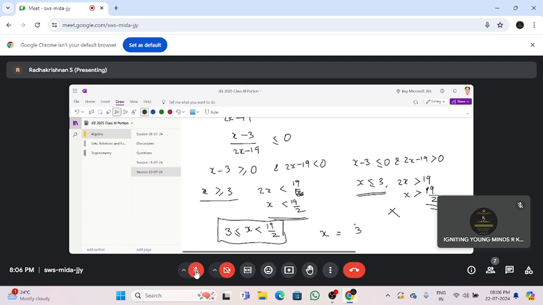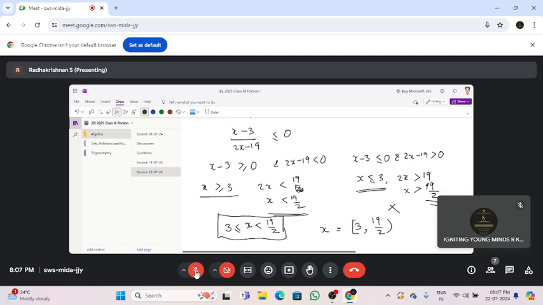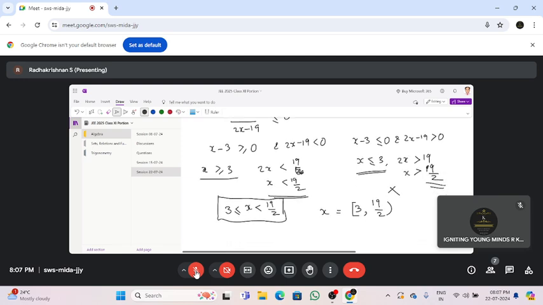So, like Geeta said, it is 3 comma 19 by 2. Correct, Geeta? This is what you got, right? 3 comma 19 by 2. Yeah, but it is wrong. No, I said 9.5 comma 3. But it is wrong. Right? It should be greater than 9.5 and less than 3. It's impossible. So we should not write it.